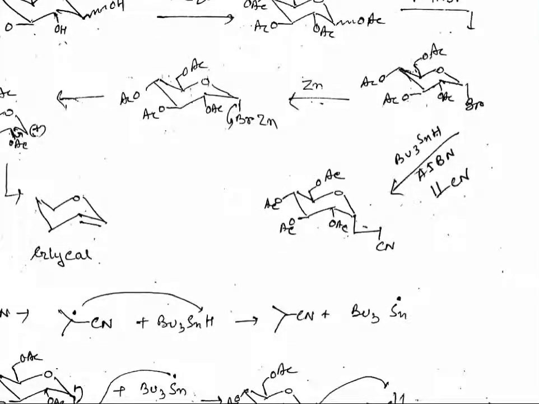After that, I think I have missed something. Okay, I have missed these OAc groups. OAc and OAc will be here. This will form a glycal. And if you react the tributylstannane here and this double bond, CN, if you react here with this, then you will get actually this one.